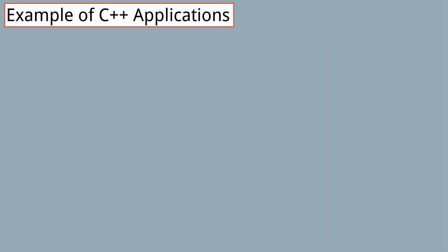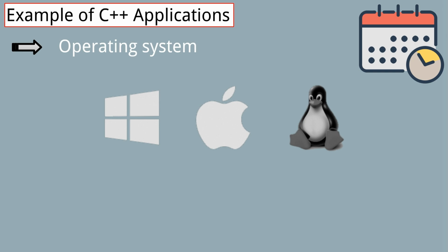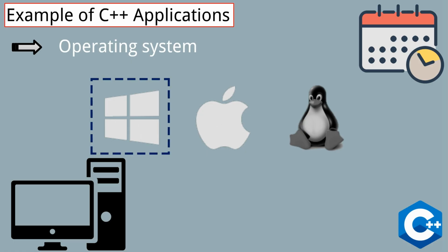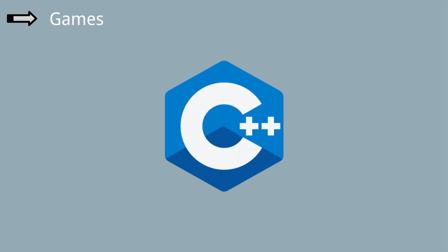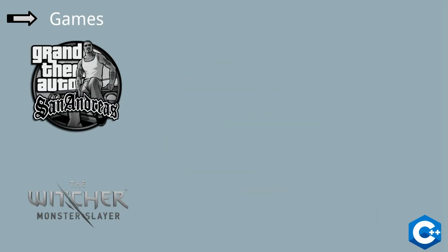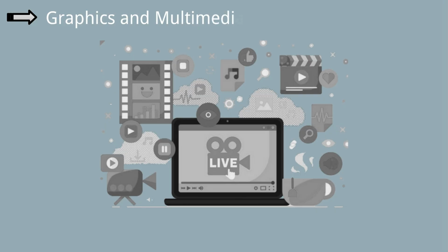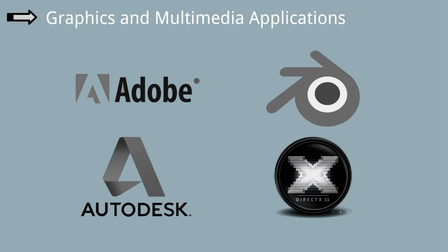All right, so let's take a few examples of C++ applications that are available today. The very first one is operating systems. Yes, most of the operating systems that you use or build on your computers nowadays are built using C++, and examples are Windows, Mac OS, and Linux. Then there are many games that are built using C++, such as Grand Theft Auto, The Witcher, World of Warcraft, Doom, League of Legends. Moving on to graphics and multimedia applications, such as Adobe, Autodesk, Blender, and DirectX.